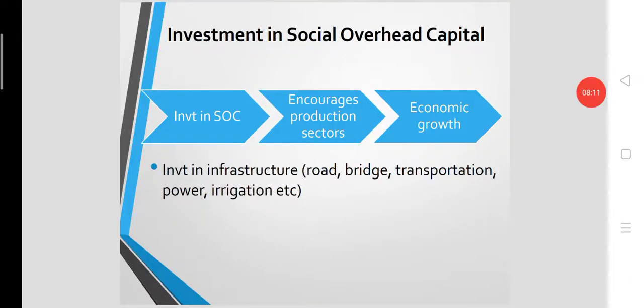The investment in social overhead capital or public infrastructure will finally lead to economic growth. And this is the process for that. Investment in SOC encourages the production sectors, that will stimulate the investment in direct production activity, and the income earning activities will be stimulated. Finally, economic growth is the end result of investment in social overhead capital.